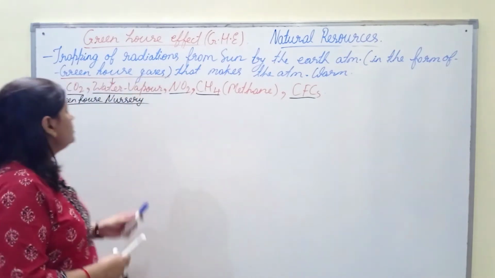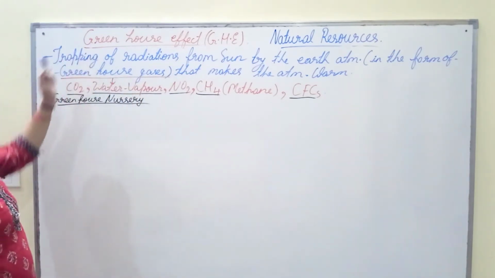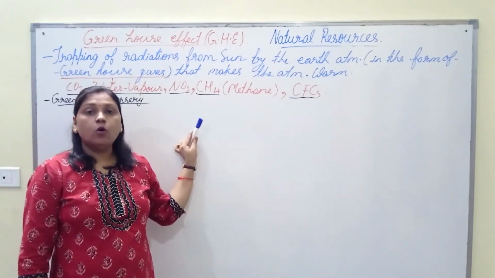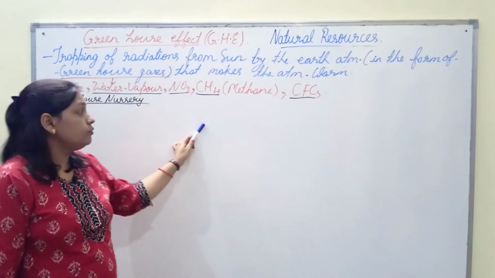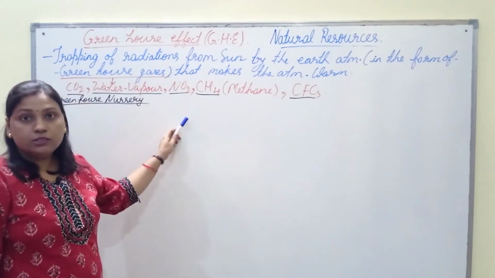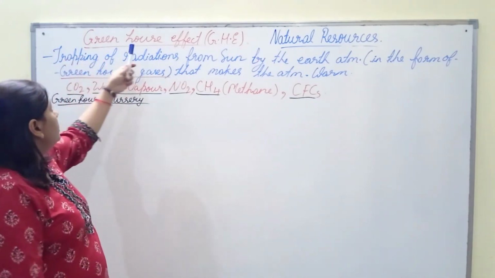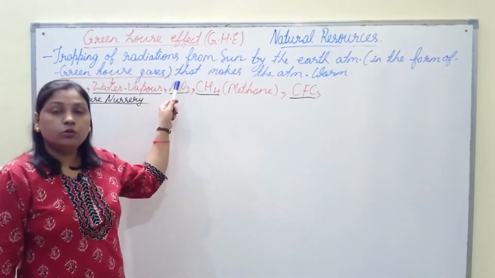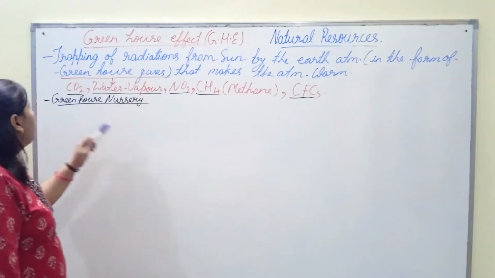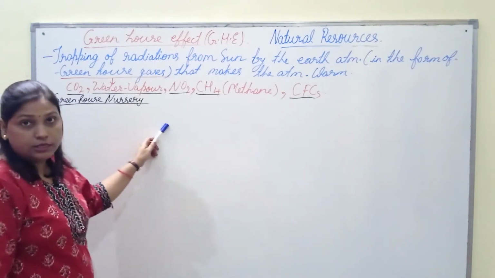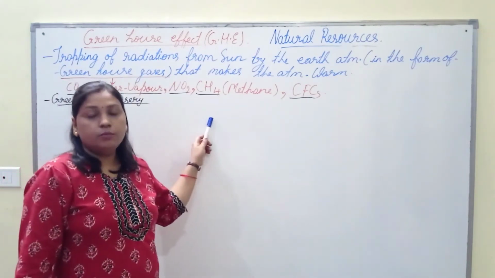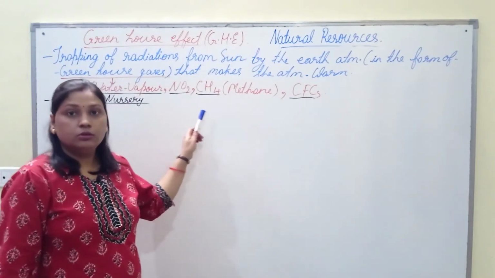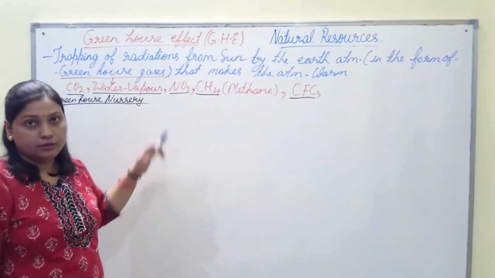So in both cases, in the greenhouse effect and in the greenhouse nursery, the trapping or capturing of radiation from the sun is taking place. The only difference is that in the greenhouse effect, greenhouse gases are responsible for capturing or trapping the radiations from the sun, while in the case of a greenhouse nursery, the glass is the material responsible for capturing the radiations coming from the sun.